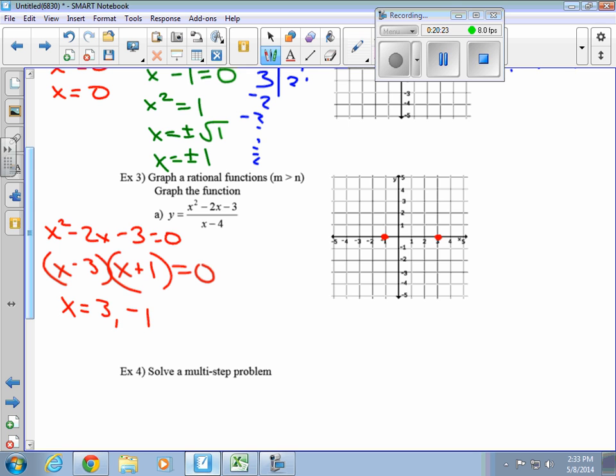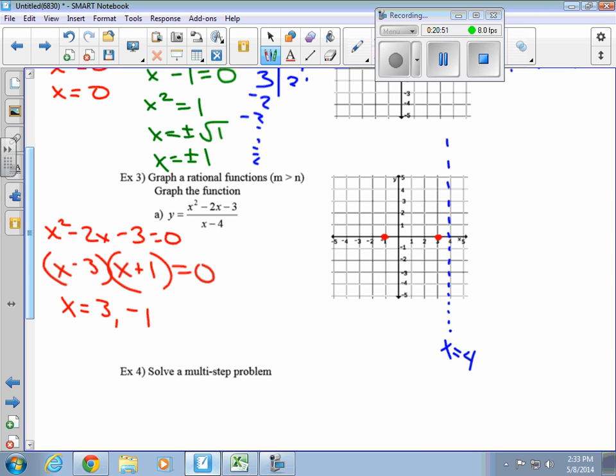Set the denominator equal to 0. Well, that's easy. What is it? 4. So what does that tell us? That's my vertical asymptote, and it's at 4. Yeah, that part's pretty easy, right? It's really easy when it's just a binomial in there without a squared, when it's just linear. Okay? So now, there's what?